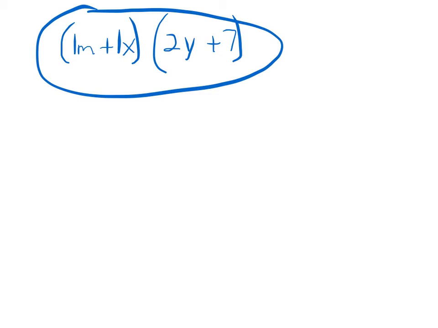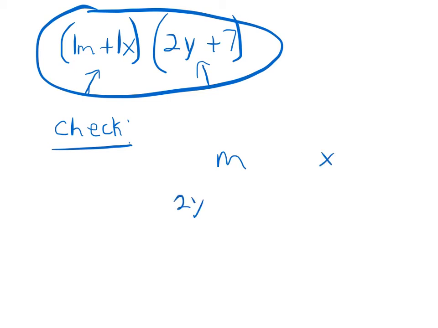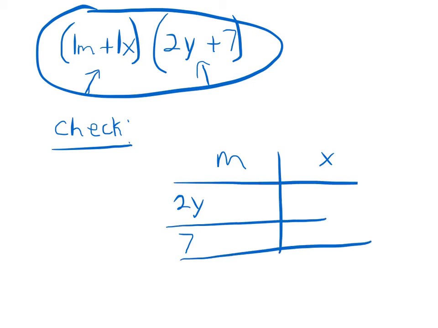These were your GCFs, and again, you don't have to write this. These were your GCFs, and that was that one that was the exact same that we just keep. Now, again, you should check this. It takes a couple seconds to check. So we had an m and an x, we had a 2y and a 7. Oops, sorry, that got really ugly.